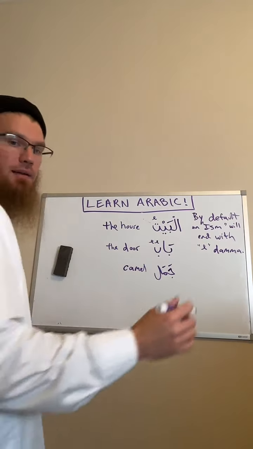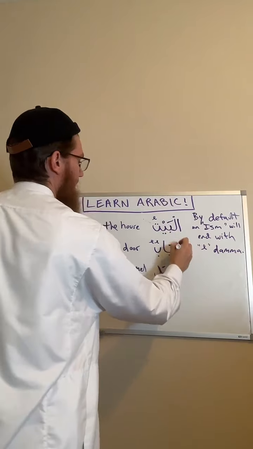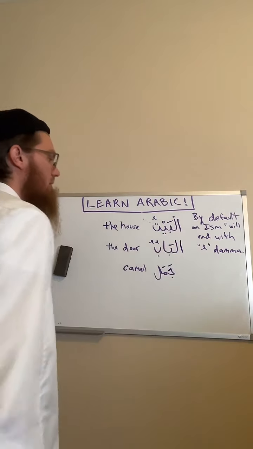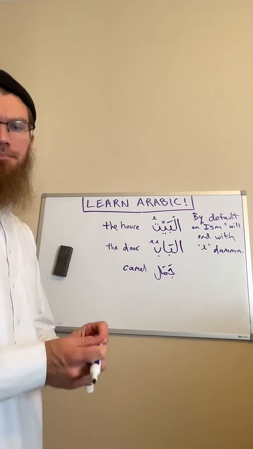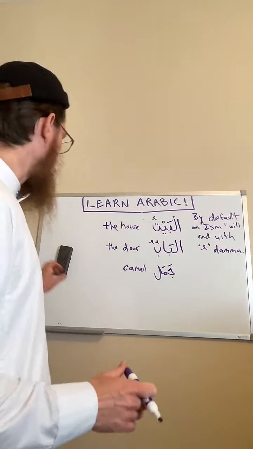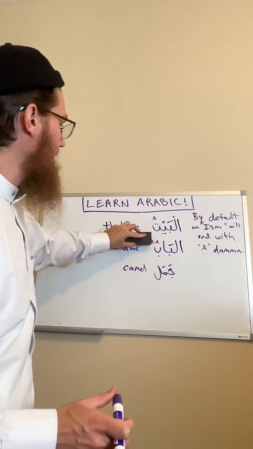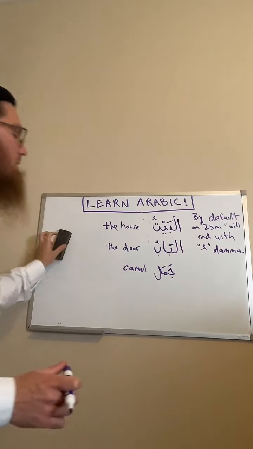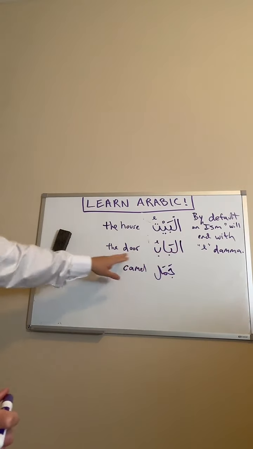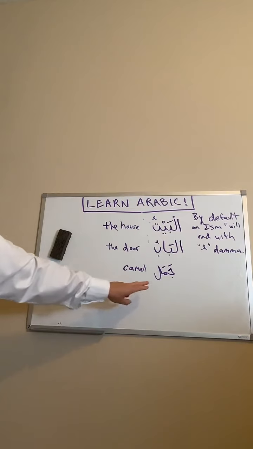Very good. I would add alif, lam in the beginning. And what else would I do? I would erase, take out one of the dhammas. Okay? Al-babu means the door. Alright?